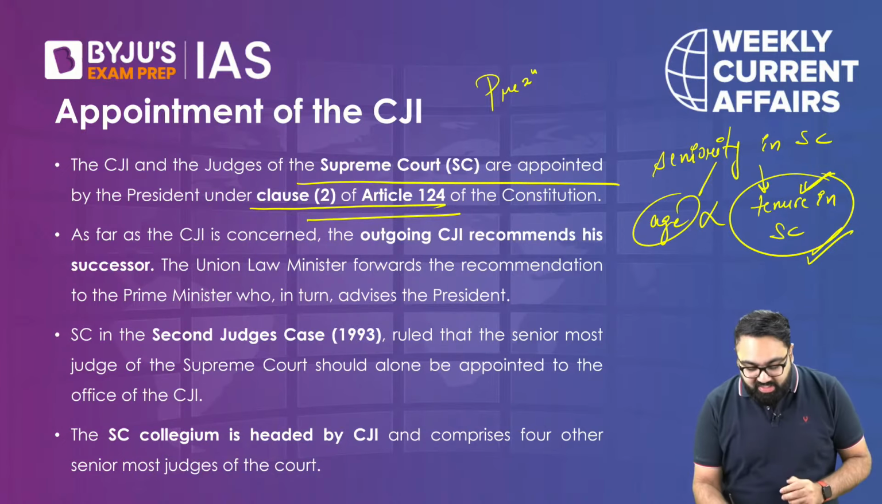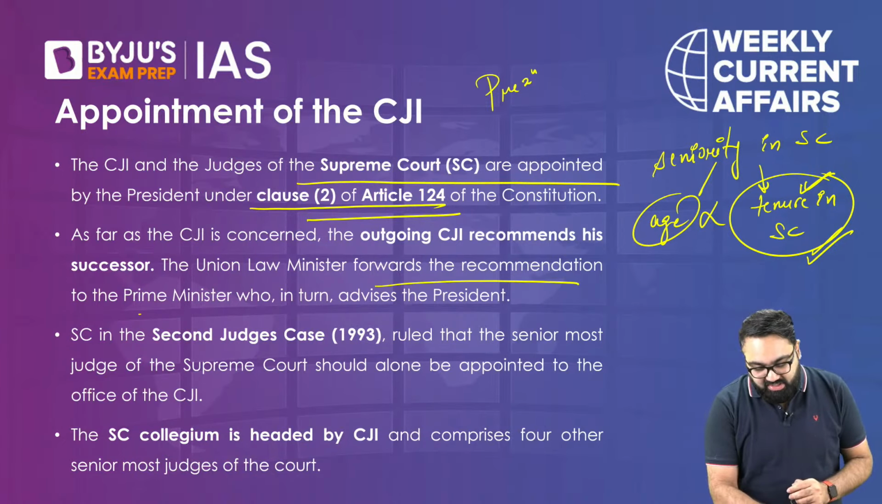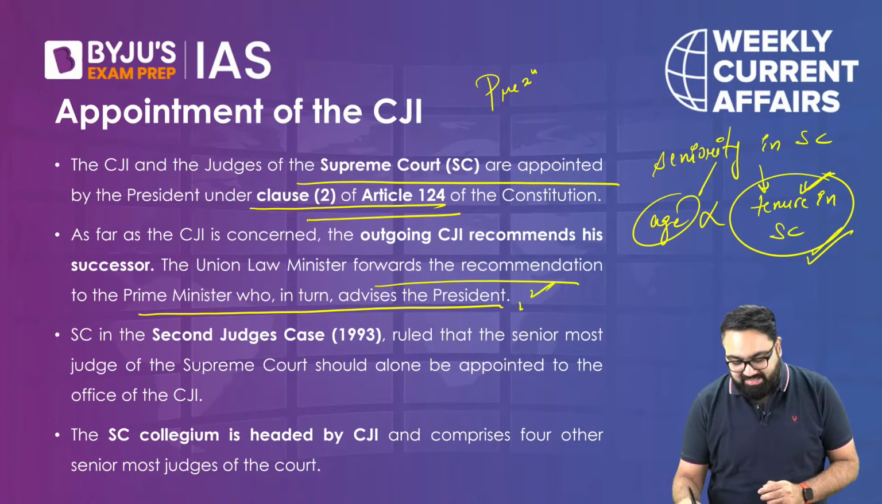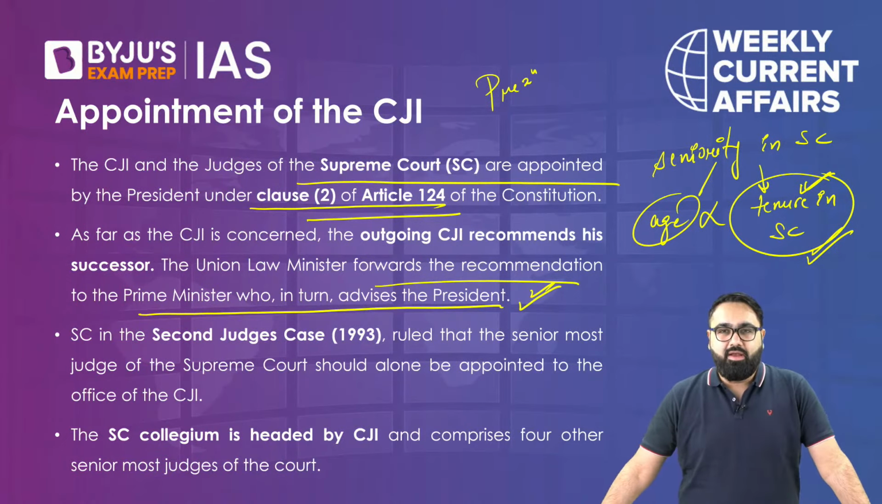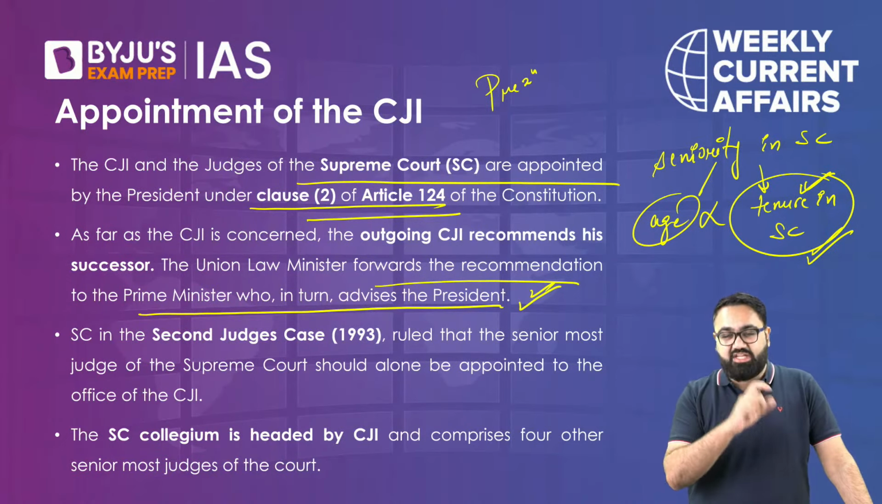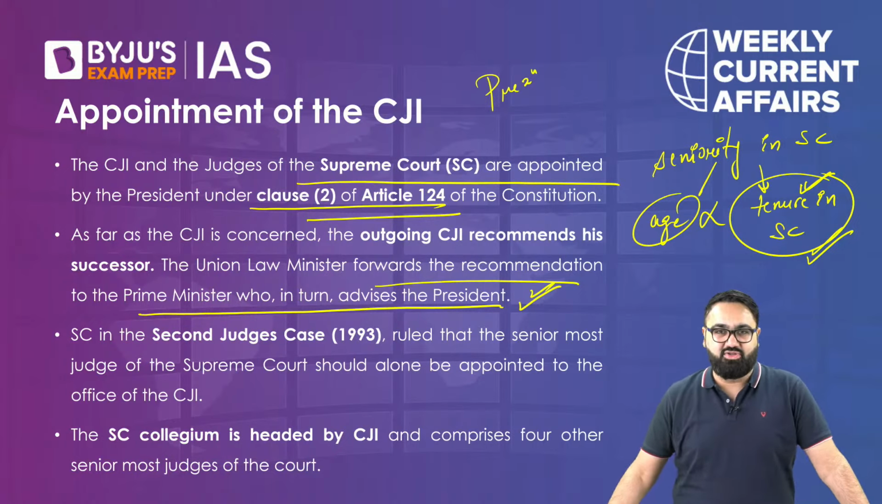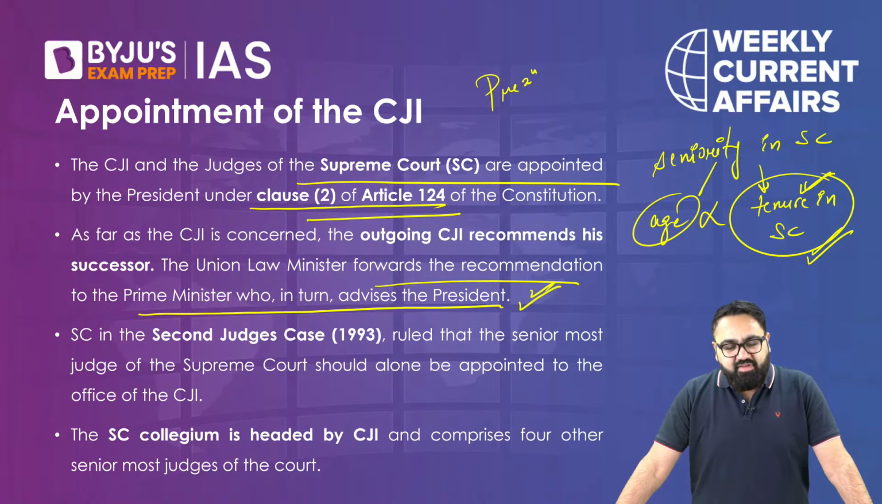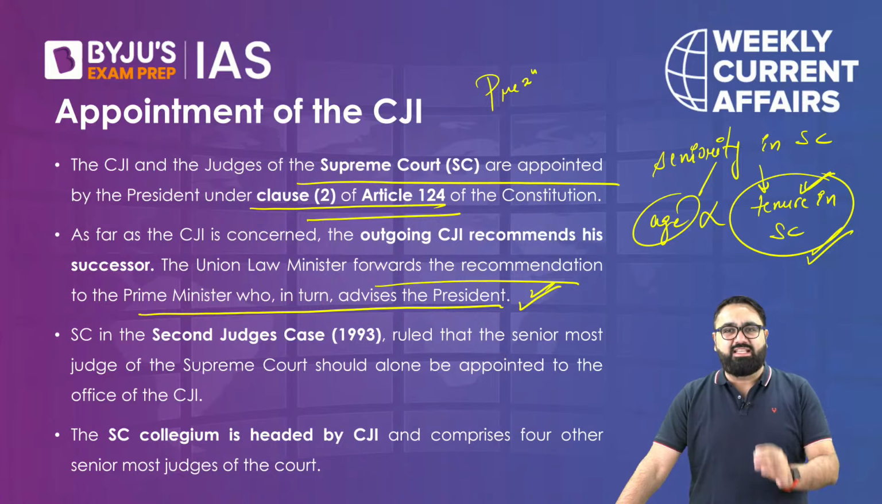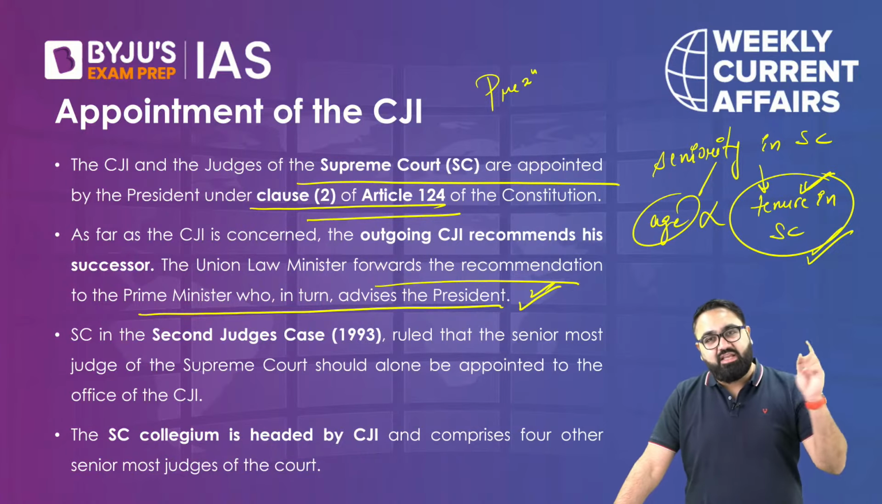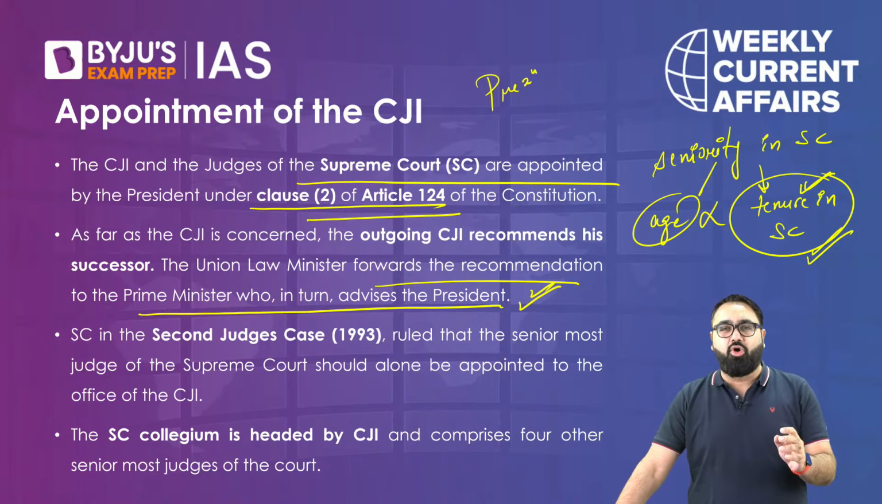Then the Union Law Minister forwards a recommendation to the Prime Minister, who then advises the President of India. Now, let's try and see the history of the appointment of the Chief Justice of India. Can we say that every single time it is the senior most judge of the Supreme Court only who is appointed as the next Chief Justice of India?